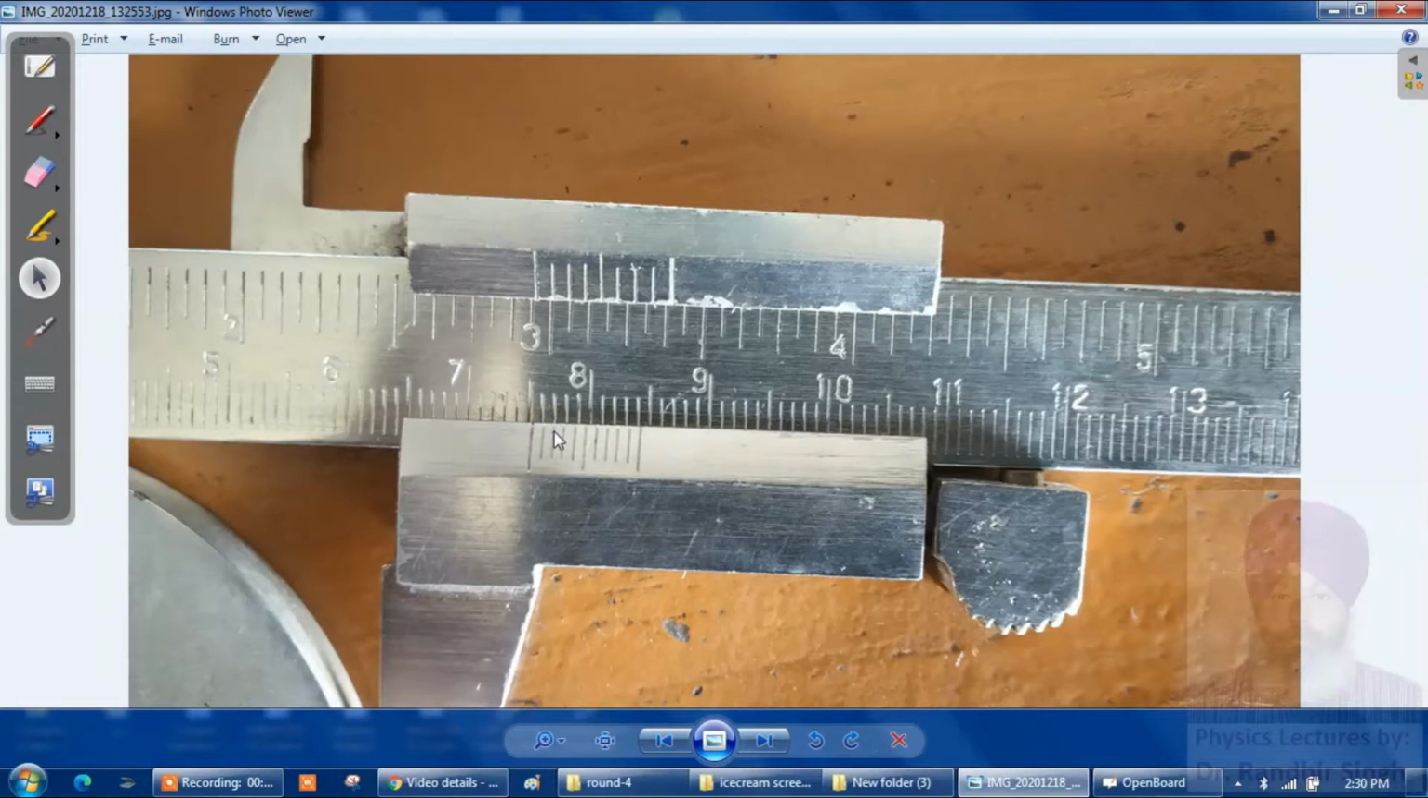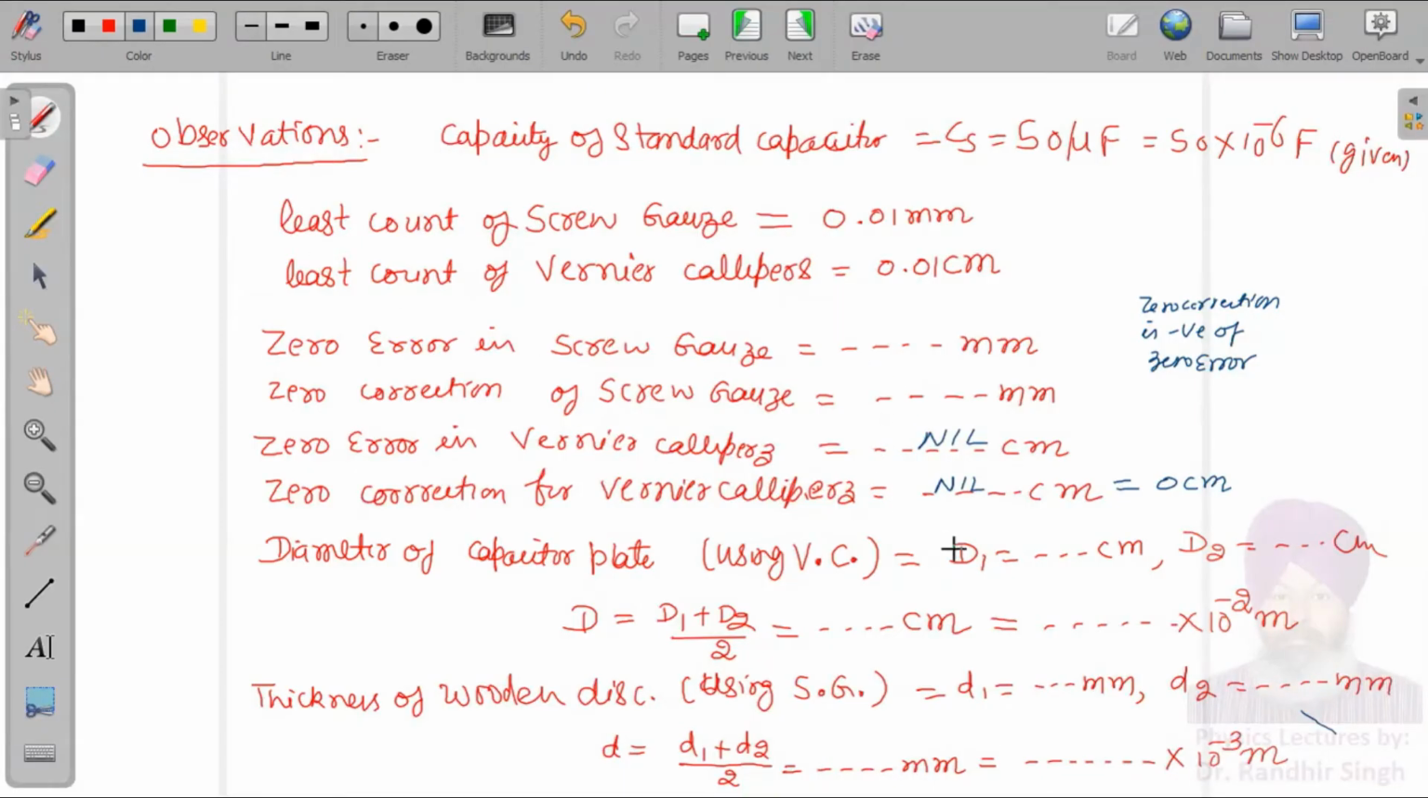So now we have measured two diameters of the disc. One is 7.53 centimeter and the other is 7.52 centimeter. Let us now write these readings here. You can see D1, the diameter of the plate, is 7.53 centimeter and D2 is 7.52 centimeter, and the mean diameter will be the average of these two. If we add and divide these by 2, the answer will be 7.525 centimeter. It will become 7.525 into 10 raised to power minus 2 meter. So one part of the observation is over.